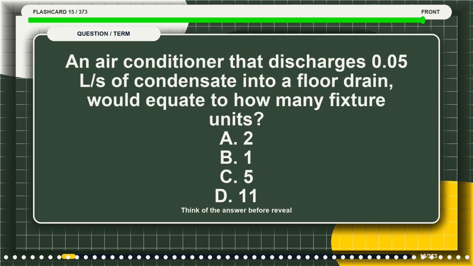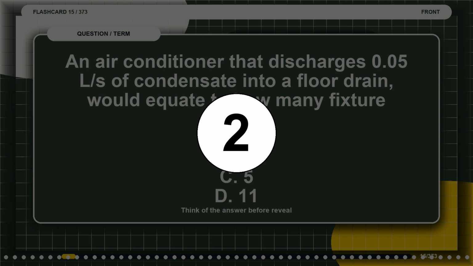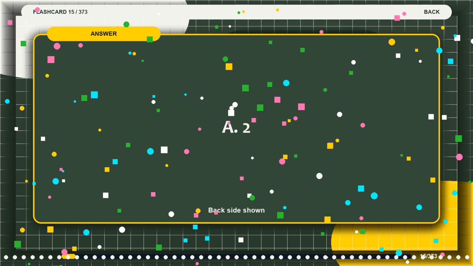Flashcard 15. An air conditioner that discharges 0.05 L/s of condensate into a floor drain would equate to how many fixture units? A. 2. B. 1. C. 5. D. 11. Think of the answer before the reveal. The answer is A. 2.